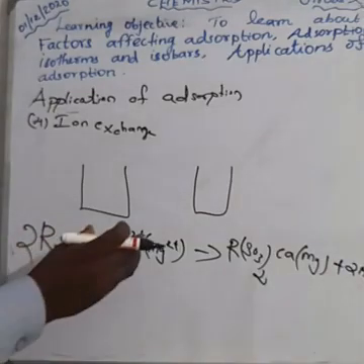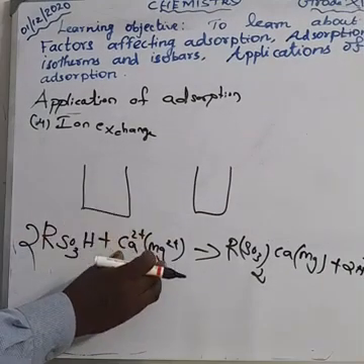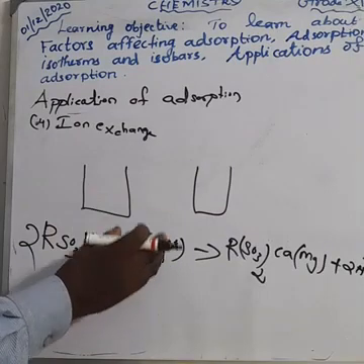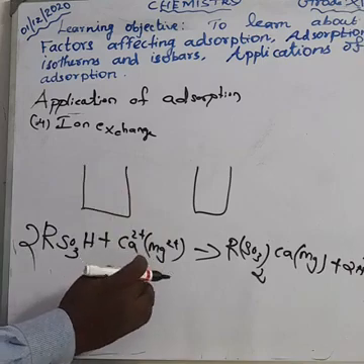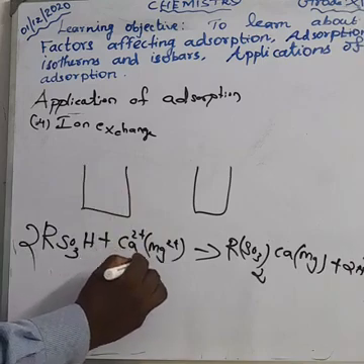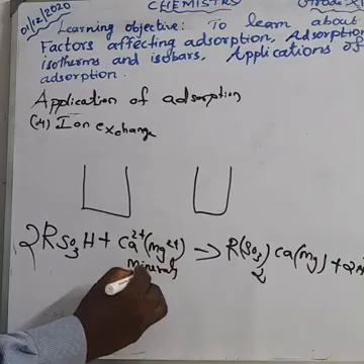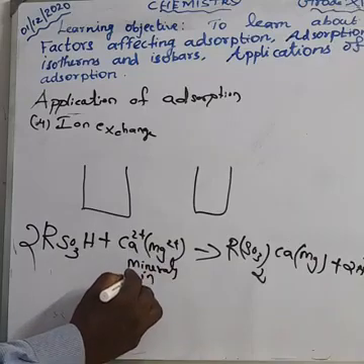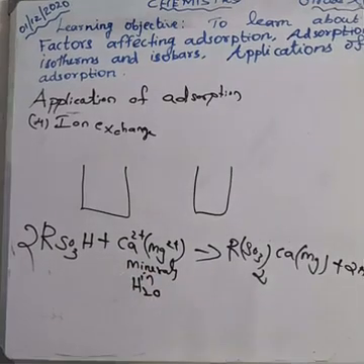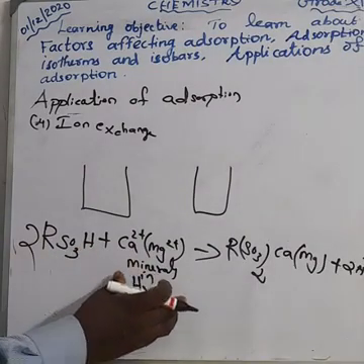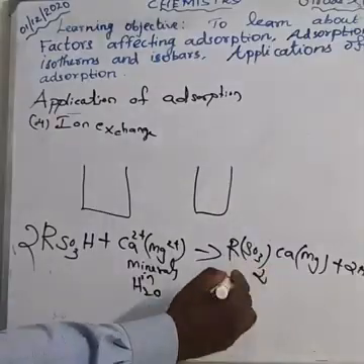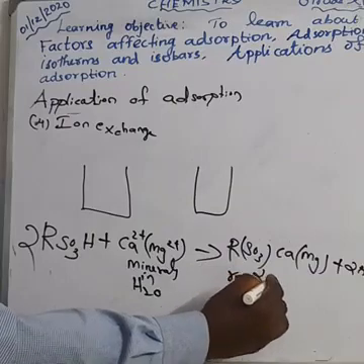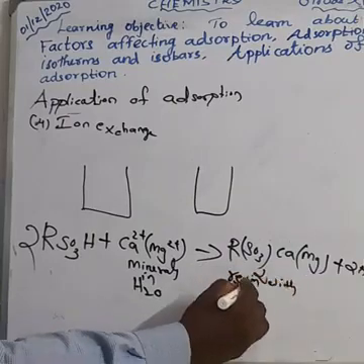Here, Ca2+ and Mg2+ are in the water containing salt. These are the minerals in water. These minerals react with the acid resin, and we get the resin with minerals.